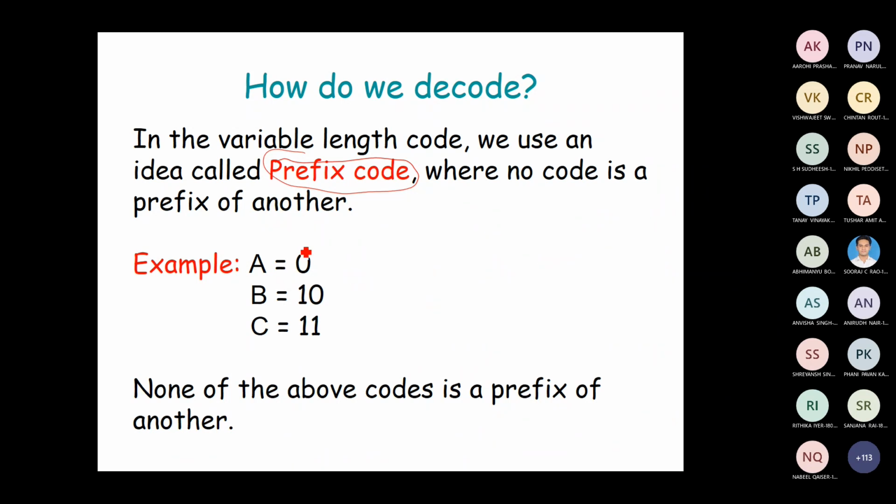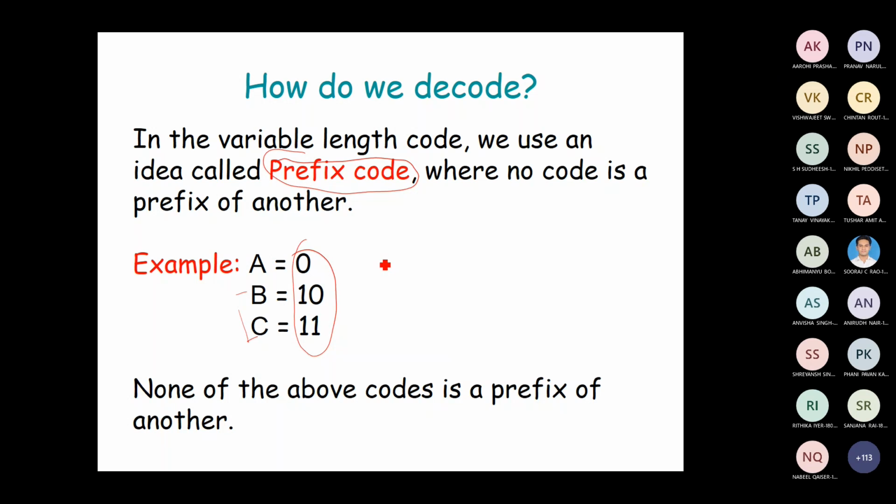For example, if you look at this one, I have 3 symbols A, B, C here. A is 0, B is 1, 0 and C is 1, 1. All are unique codes. If I take 0, 0 is not a prefix of any other code. Any other code means the codes for B and C: B is 1, 0 and C is 1, 1. It is not. So we can say that it is a prefix code.